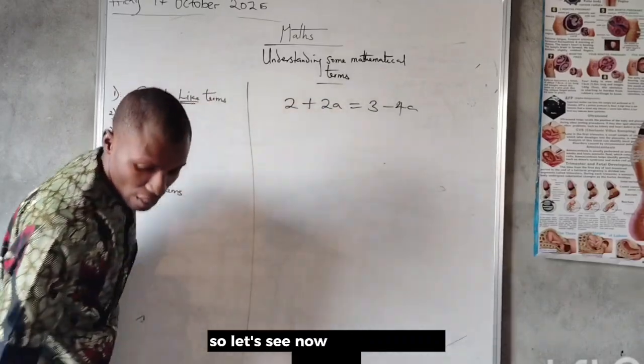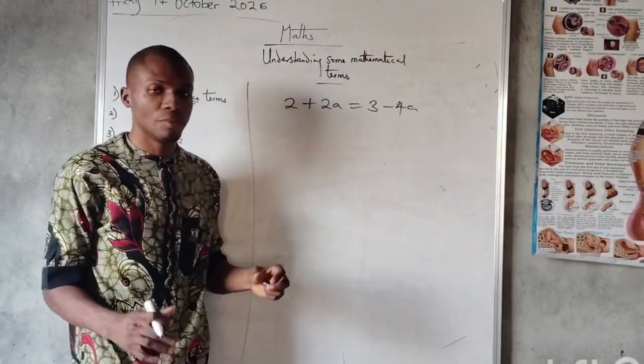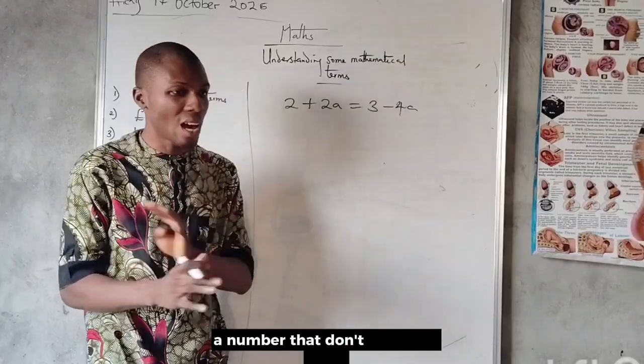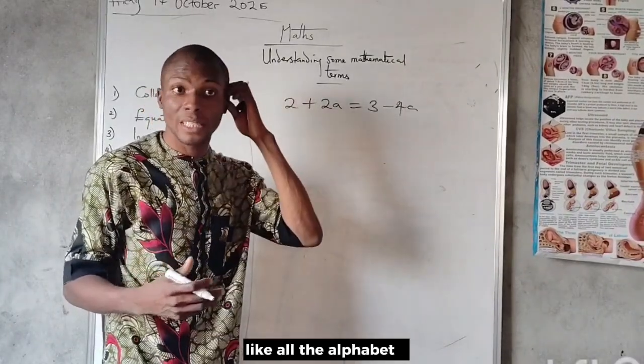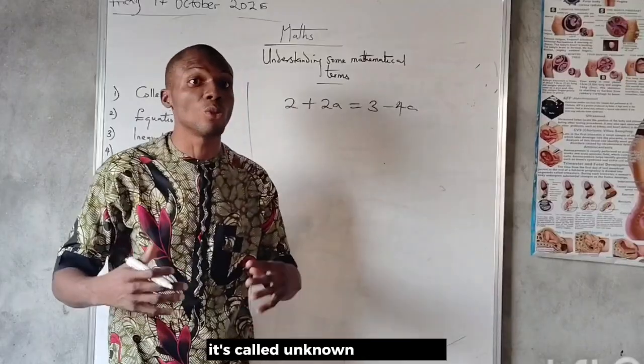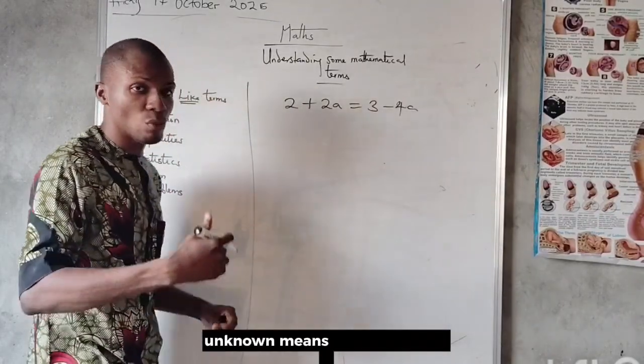Now let's see. So this is a constant, of course. A constant is a number that doesn't have alphabets within it. You understand? All the alphabets, A, B, C, D, E, F, G, H, I, J, are called unknowns. We use them in maths a lot. Unknown means we don't know it.